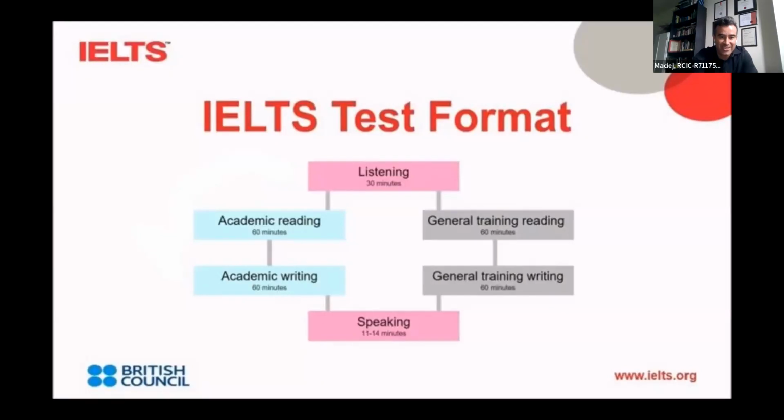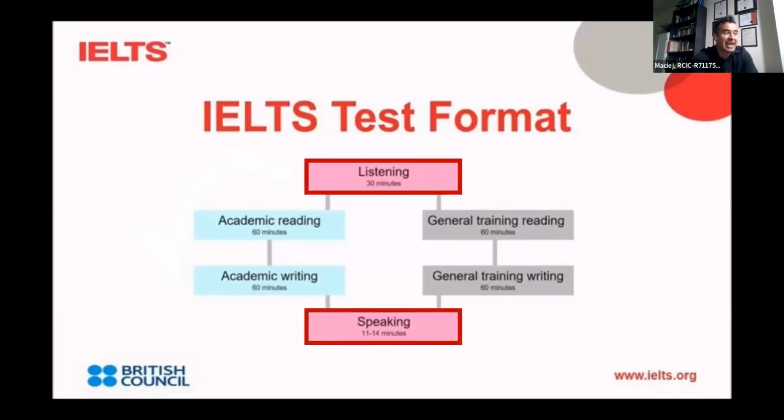What's really similar here is that the listening and speaking of IELTS is exactly the same for General and Academic. There are no differences whatsoever. So when an IELTS examiner examines your language ability, they are ranking you on the same level for Academic and General skills.